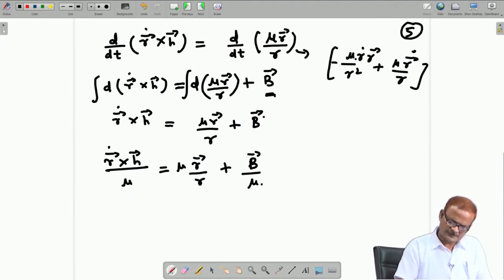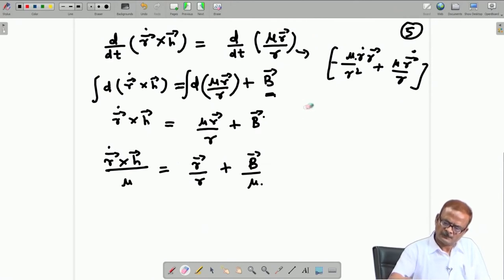When mu is missing here, so we will put mu also. Now, mu we have divided on both sides, so this is not required here. Okay. So, here b is a constant vector.